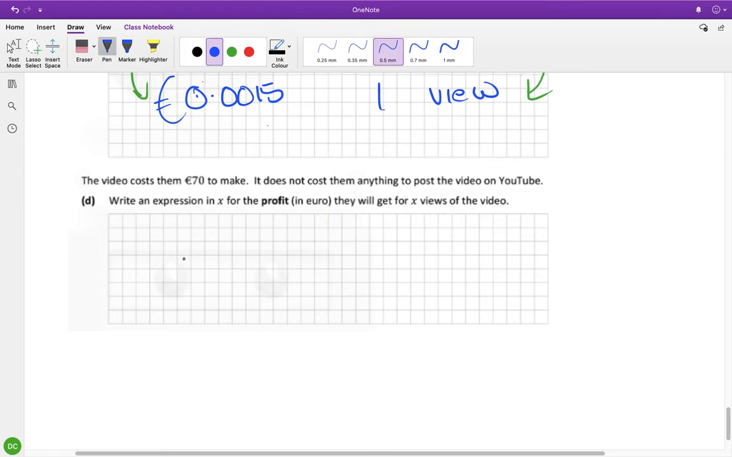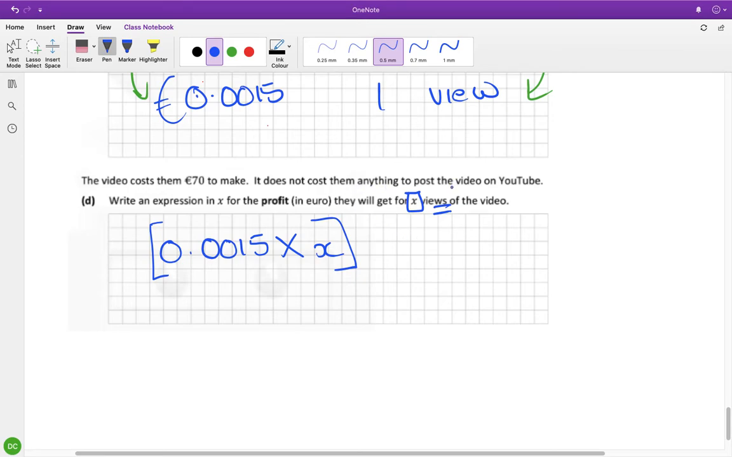Okay, so if they get 1 view, it's 0.0015. If they get 2 views, it's going to be 0.0015 times 2. If they get 3 views, it's going to be 0.0015 times 3. So basically, we're going to take 0.0015, and that has to be multiplied by X, because X is the amount of views. If it's 1 view, we will multiply the 0.0015 by 1. If it's 2 views, we'll multiply the 0.0015 by 2, and so on. So that's how much money they will make.